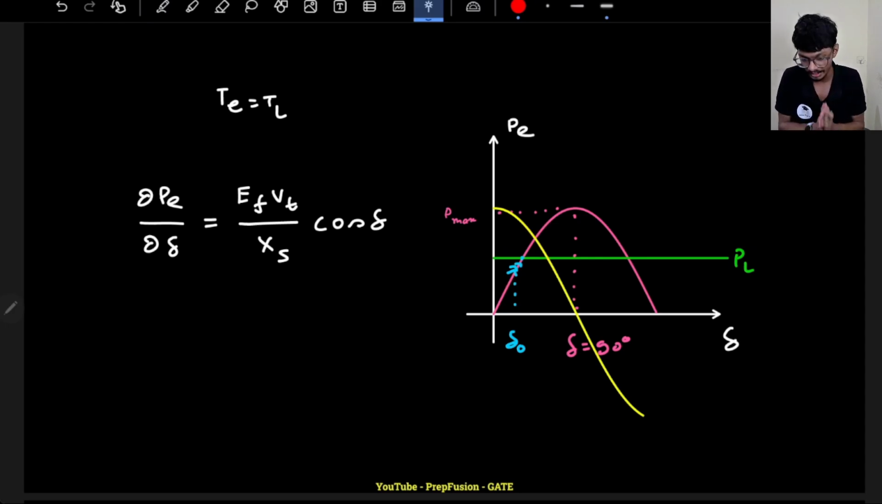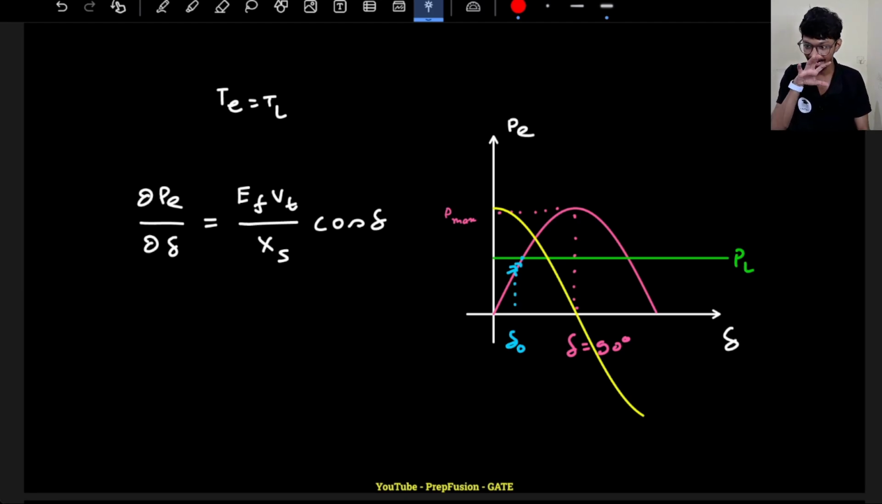That is our aim. But will it actually stop here? No, it will not stop. Why will it not stop here? There are two conditions here.